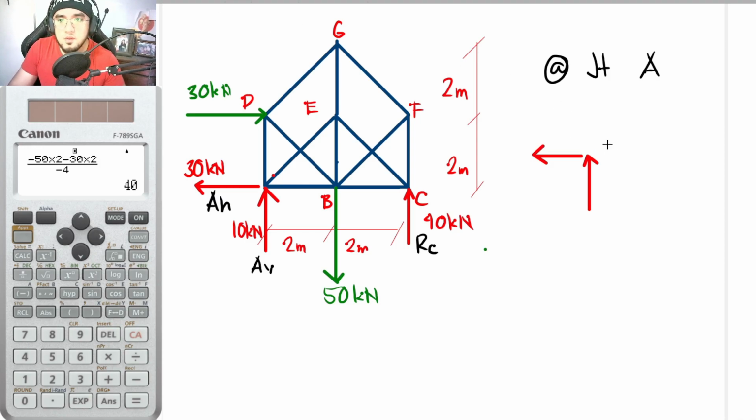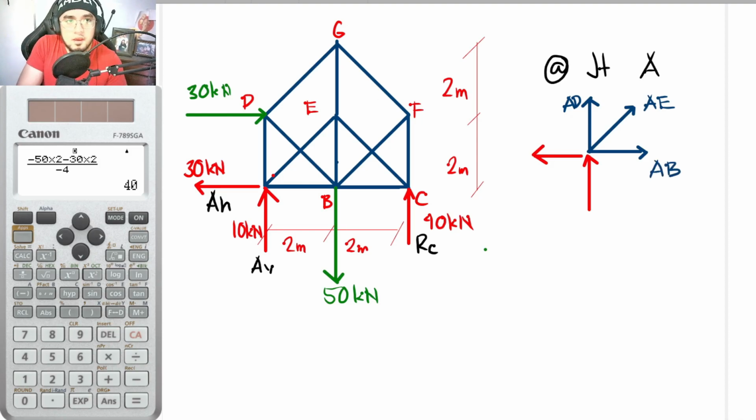And for the bar forces, we have AD, we have AE, and we also have AB. So again, these are AD, AE, then AB. And we also have here your 30 kilonewton load and your 10 kilonewton load. Okay, so from that, using method of joints, what you would be doing is getting the equations here. So summation of forces vertical, this should be equal to 0.